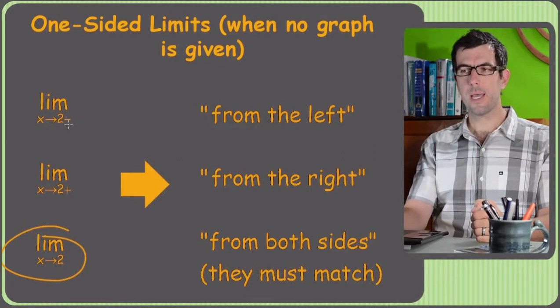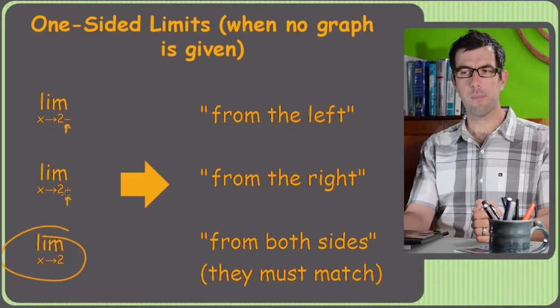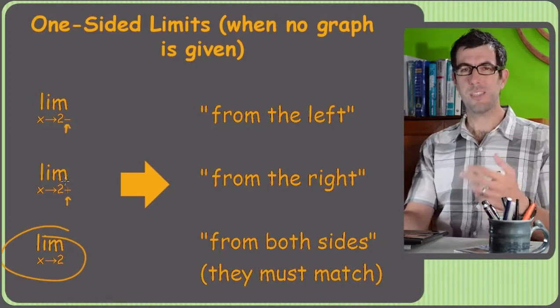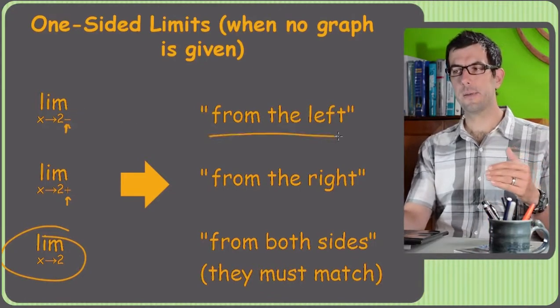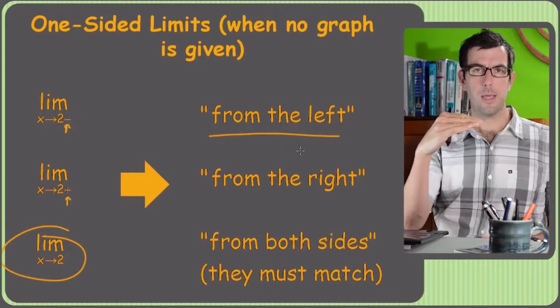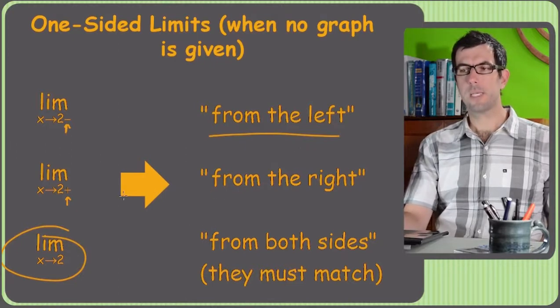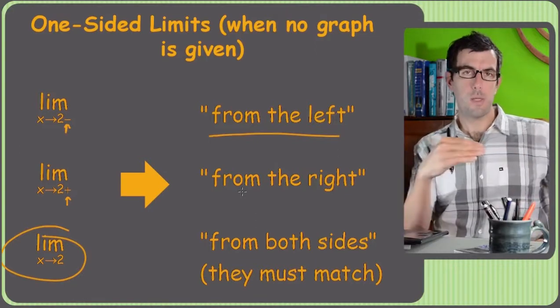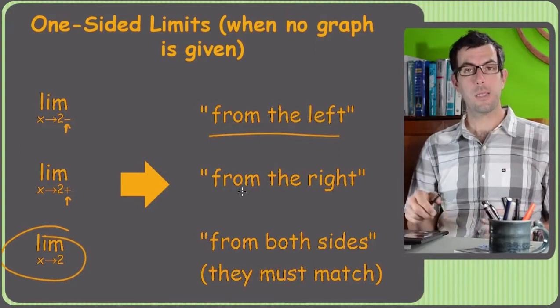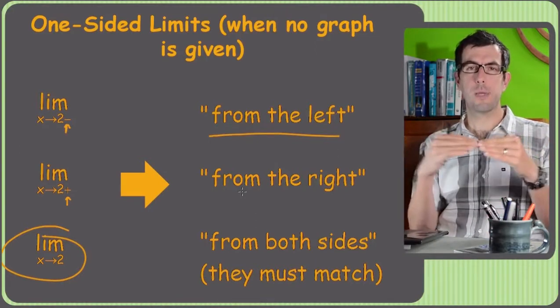But if we put this little negative sign to the right, like we have right here, or plus sign to the right of the number, that doesn't mean positive or negative. What that means is a negative sign means coming from the left, so you'd be coming in this way, and then the positive sign means from the right. So we're just breaking up the left and right collision course into one side or the other, because a lot of times a function won't approach the same thing at the same time.